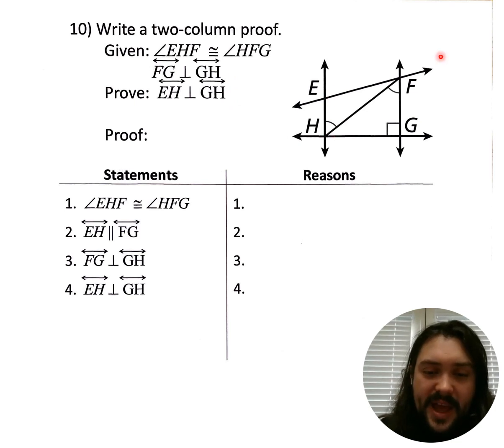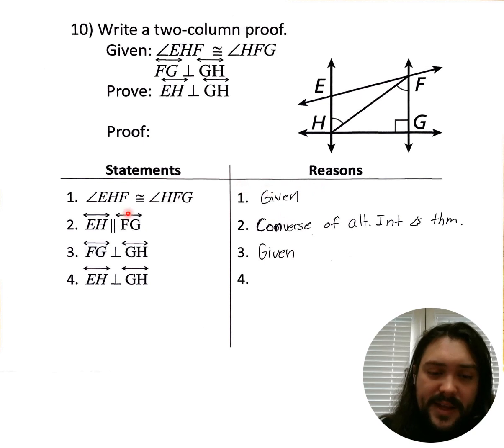Angle EHF is congruent to angle HFG, and we can see those arc marks showing that they are congruent. We know that FG is perpendicular to GH. So we have our given, that EHF is congruent to HFG, and then our parallel lines: EH is parallel to FG. We know that, right? We have this transversal, HF, that line is a transversal.